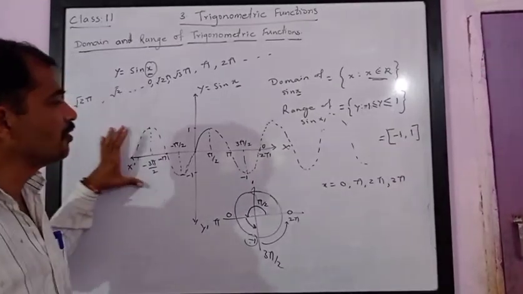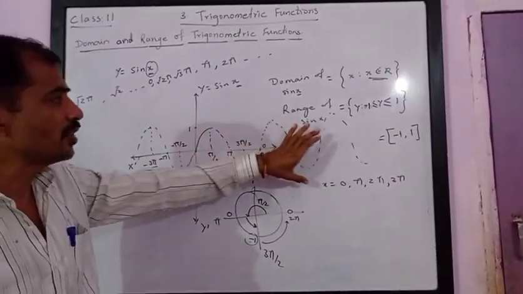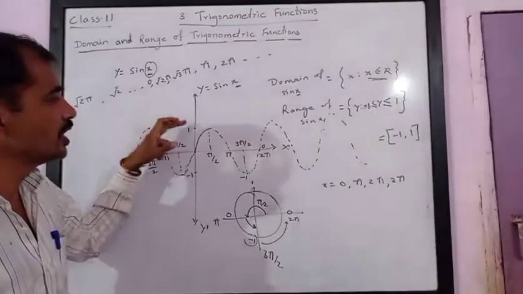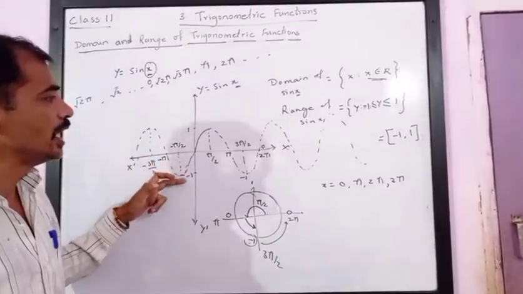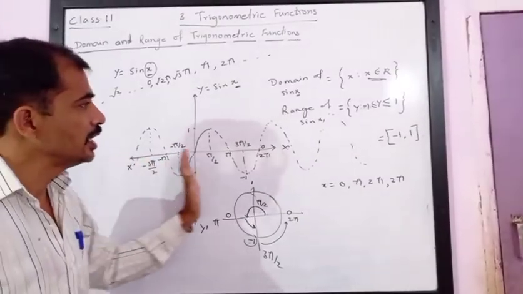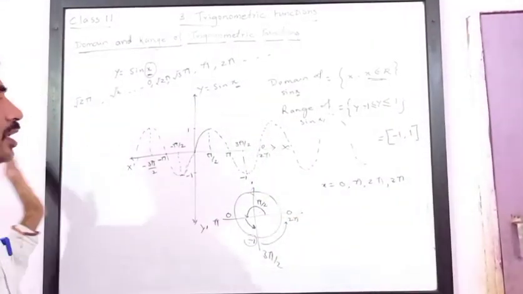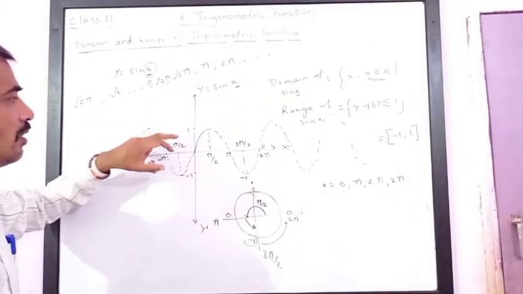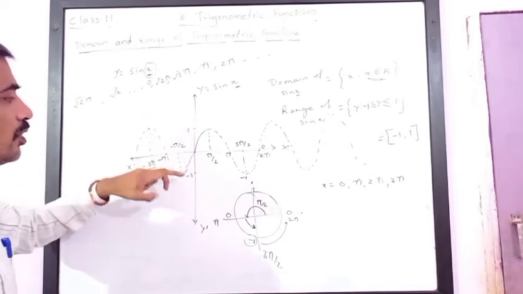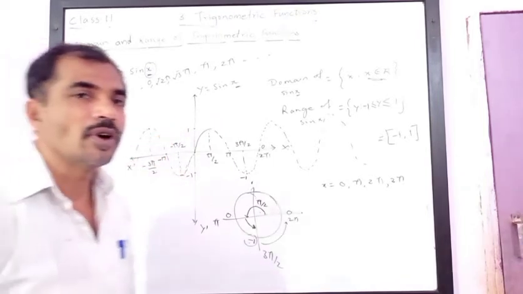So this is the graphical representation of the sin x function. You will notice that it always oscillates from positive 1 to negative 1. Angle can increase to any number and it can decrease to any number. But the value of sin x always oscillates from positive 1 to negative 1 and negative 1 to positive 1.